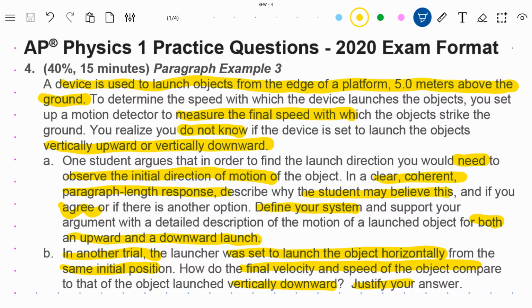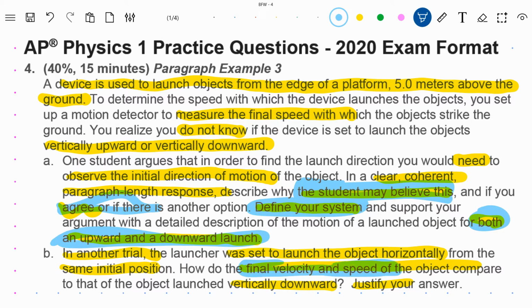Okay, so the question, if I just cut to it: part A, one student argues that you'd have to observe it. Why the student may believe this, okay? So definitely, if you recall, I've addressed that. If you agree or not, I've addressed that. Define your system, I've addressed that. Compare the motion for both the upward and downward launch. Make that comparison. I've done all that. Part B, in another trial, it was launched horizontally. The question being asked is, how do the final velocity and speed of the object compare to that of the vertical launch? I've definitely addressed that, and I've definitely justified my answer.